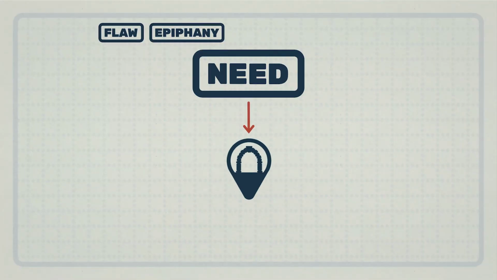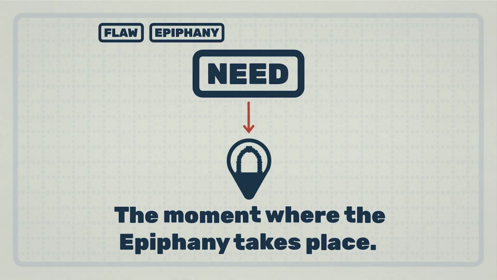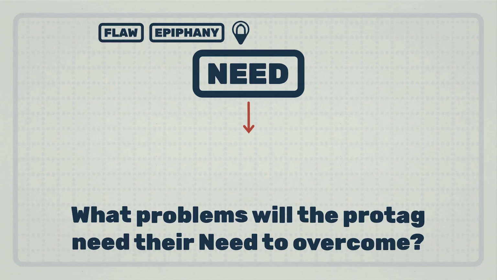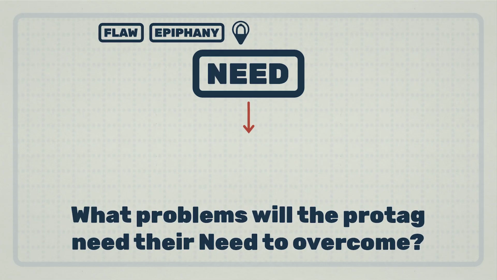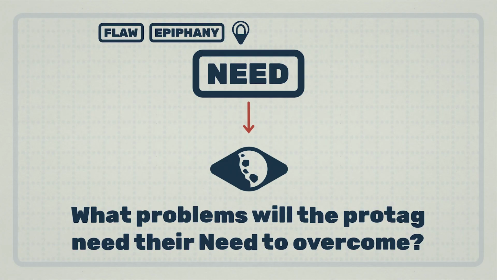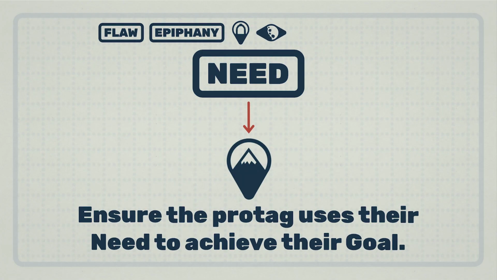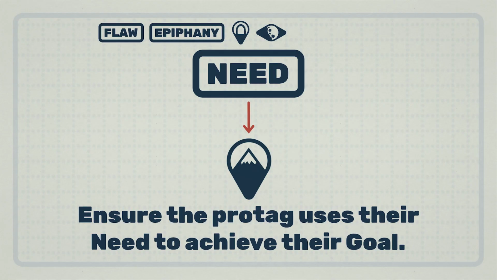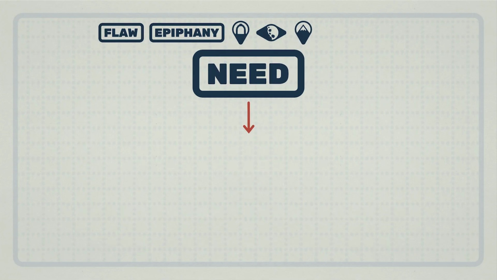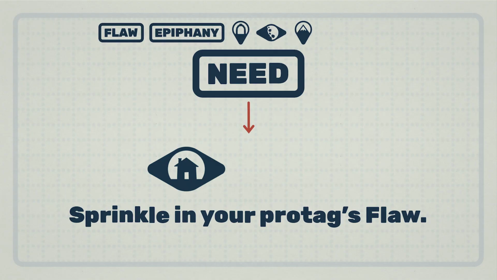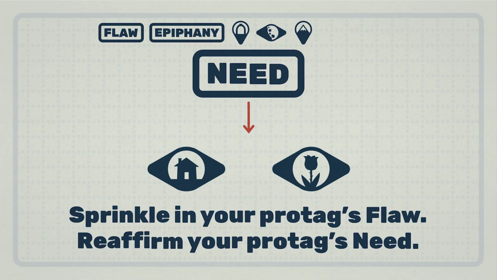Next, the need will connect you to your flaw, since it is the opposite quality. You will also unlock your epiphany, since you know it will be the moment your protag figures out their need. This will also unlock your inner gateway, since that is the moment where the epiphany takes place. Then, you can ask what kind of problems your protag will need their need to overcome, and you can use those throughout your downhill fall. Then, you can bolster your story climax by ensuring your protag uses their need to achieve their goal. Finally, you can flesh out the setup by sprinkling in your protag's flaw, and flesh out the aftermath by reaffirming their need. And lastly, here's how to branch out from the antag.